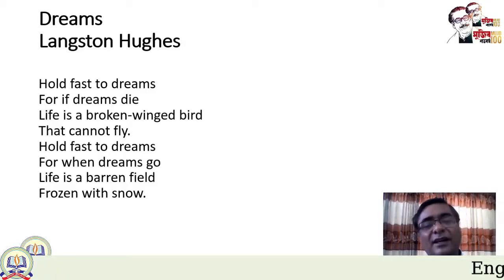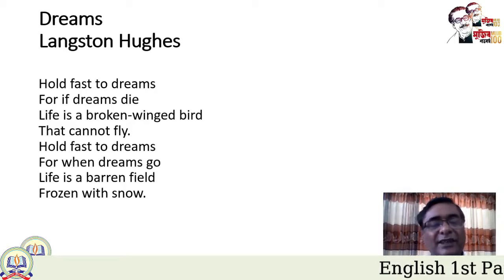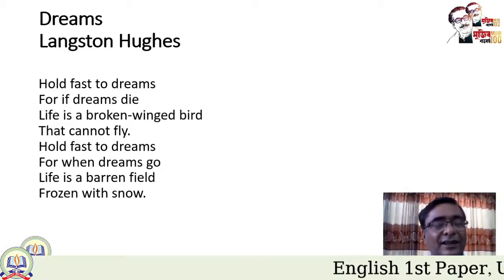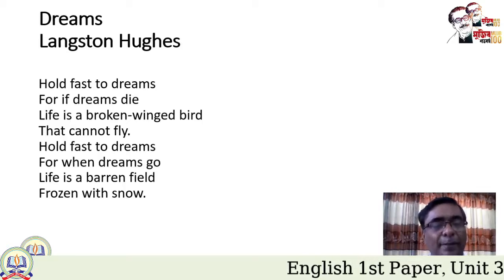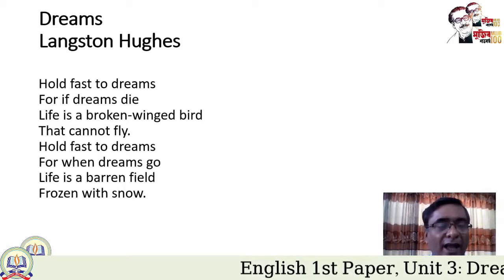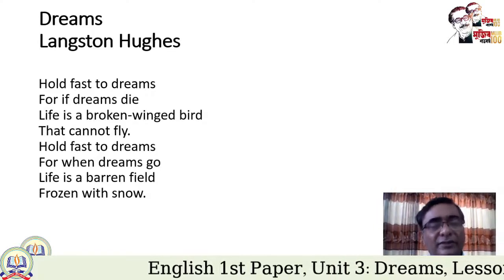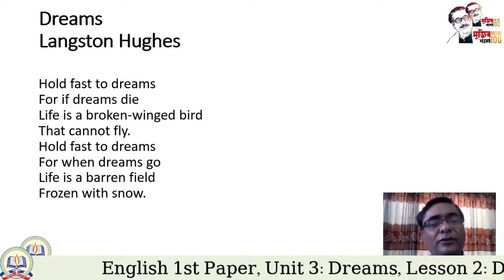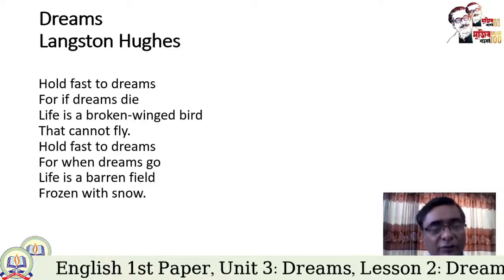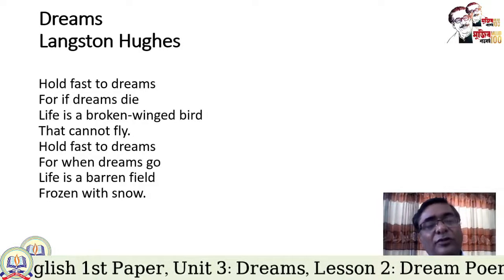Now the poet has used simile, metaphor, and imagery. I will gradually explain simile, metaphor, and other figures of speech. These comparisons are very much necessary. So life is a broken winged bird. It's a metaphoric language, that cannot fly.